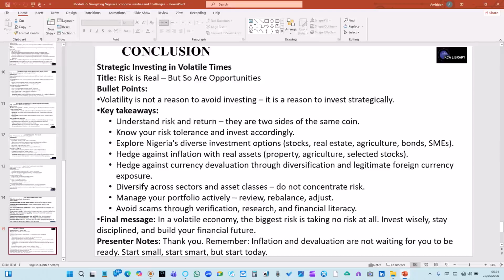diverse investment options, hedge against inflation with real assets, and hedge against currency devaluation through diversification and legitimate foreign currency exposure. Diversify across sectors and asset classes. Manage your portfolio actively and avoid scams through verification, research, and financial literacy. The final message here is that in a volatile economy, the biggest risk is taking no risk at all. Therefore, invest wisely, stay disciplined, and build your financial future.